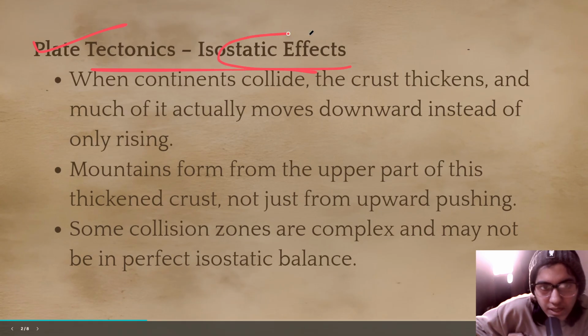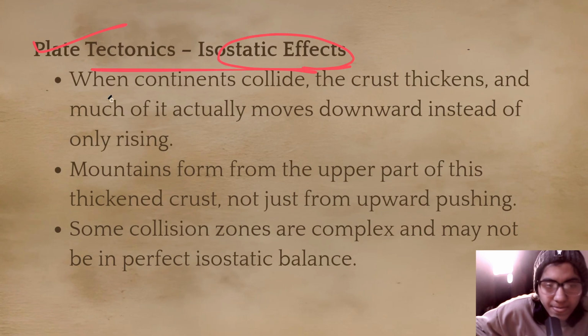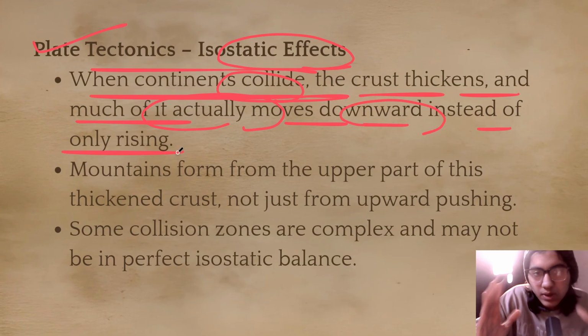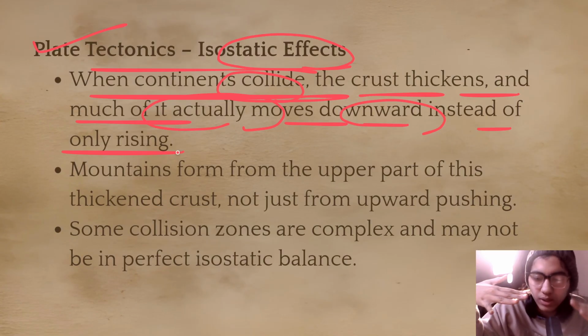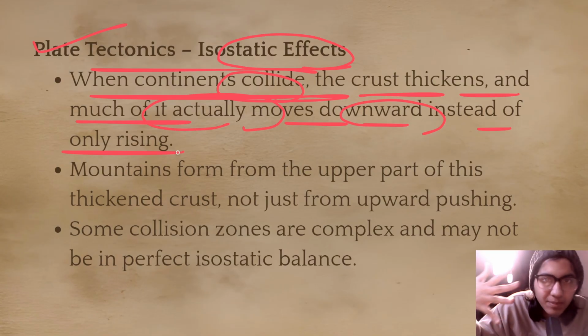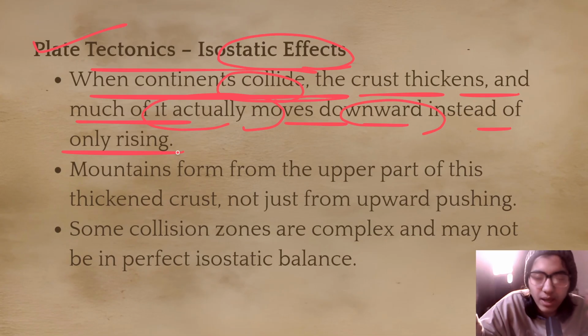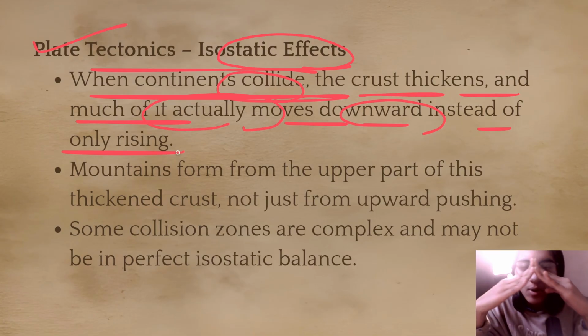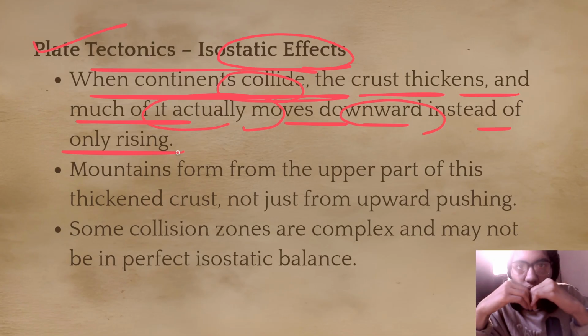So, plate tectonics, isostatic effects. When continents collide, the crust thickens and much of it actually moves downward instead of only rising. Here is the crust. You can see these parts, these blocks of crust, or you can say different continents, when they collide. The area where they collide rises, and some of the part moves down.